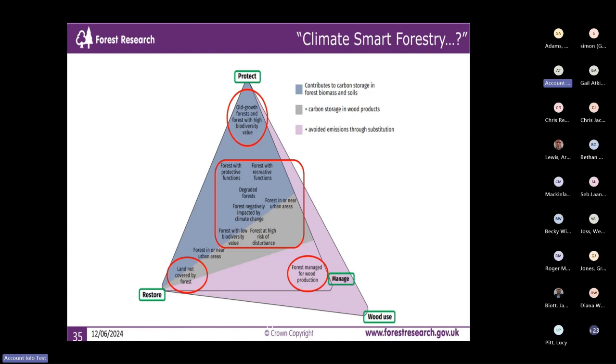And here is how you use the wood to ensure that you get those substitution benefits. And some of this is sort of a no-brainer. It's a pristine primary forest with high carbon stocks. Protect it. Some of the options are less obvious, and it's these in the middle here, which is where they've tried to say, well, where does the emphasis fall for different types of forest in terms of whether you protect, you restore, or you manage?